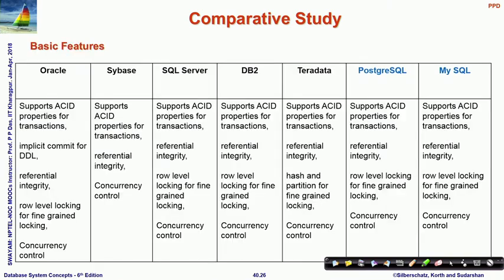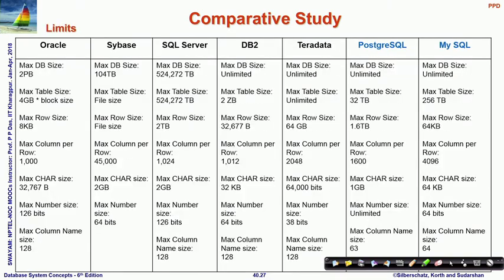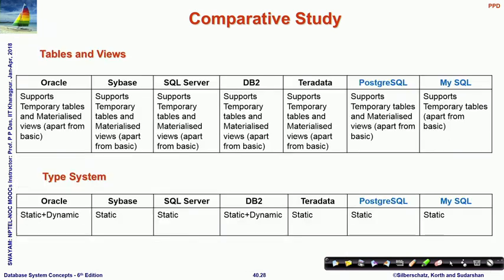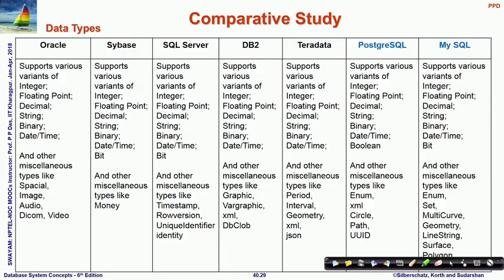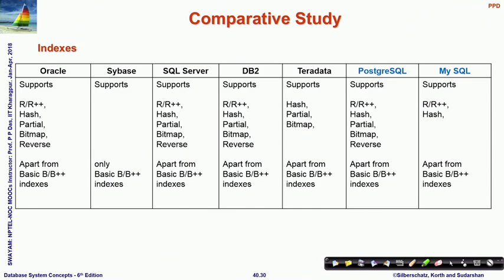There are different such features. The basic features are compared here. I have compiled different limits of different database systems here. So, you can see in terms of maximum row size, columns per row and so on and so forth, how do they differ. So, if you are making a choice in terms of what database you will use, you can use this information. This talks about tables, views, the type systems, what kind of typing is used, the different data types that are used are given here.